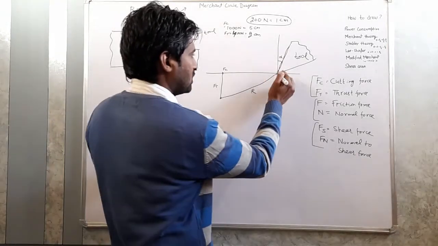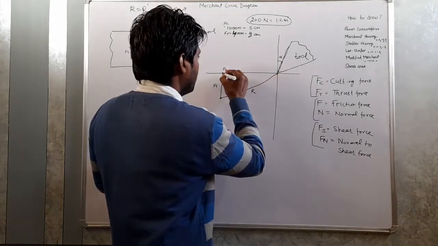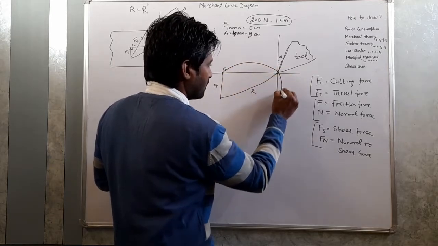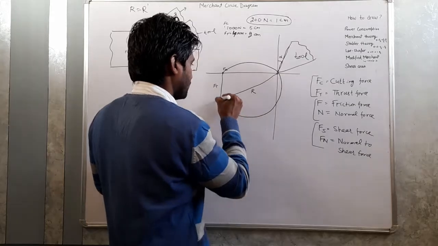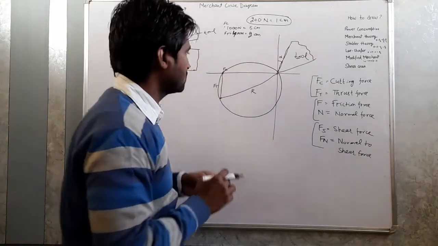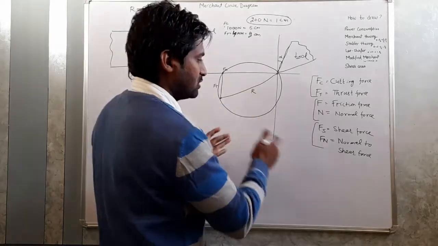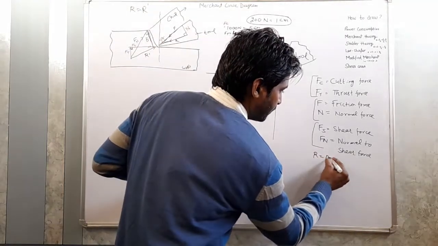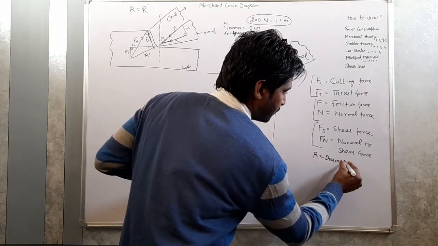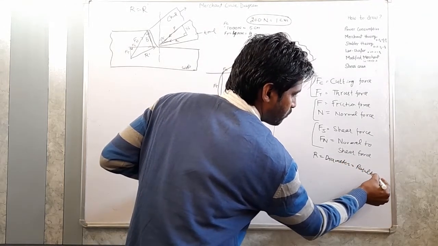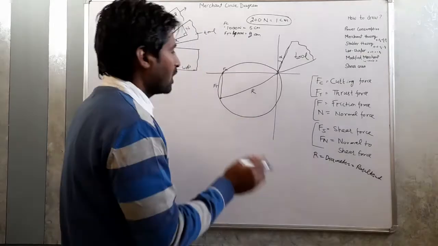Let's assume this is the diameter of the circle and draw a circle. Suppose this is the circle. So this is the diameter of that circle. Resultant R is equal to the diameter.